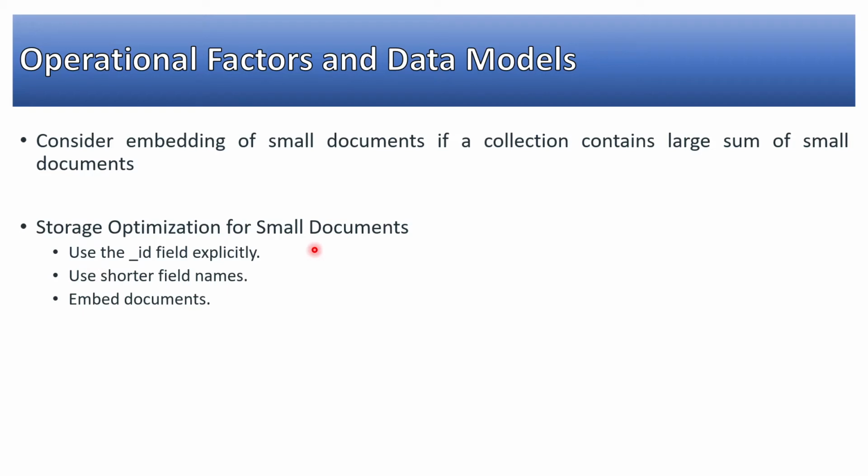Storage optimization for small documents. Most of the time developers use the auto-generated object ID, or in the case of users we can store the user email or phone number so that these are unique, or in the case of products we can have some unique attribute which uniquely identifies the products, right? For example, it could be the SKU or some other field which differentiates the different products.